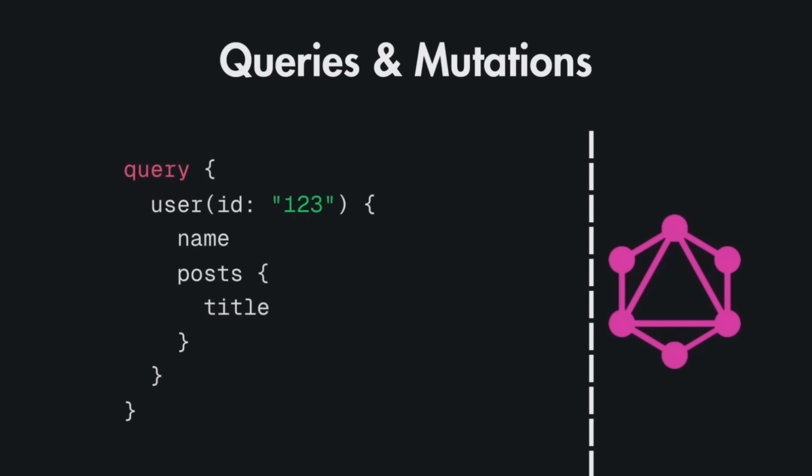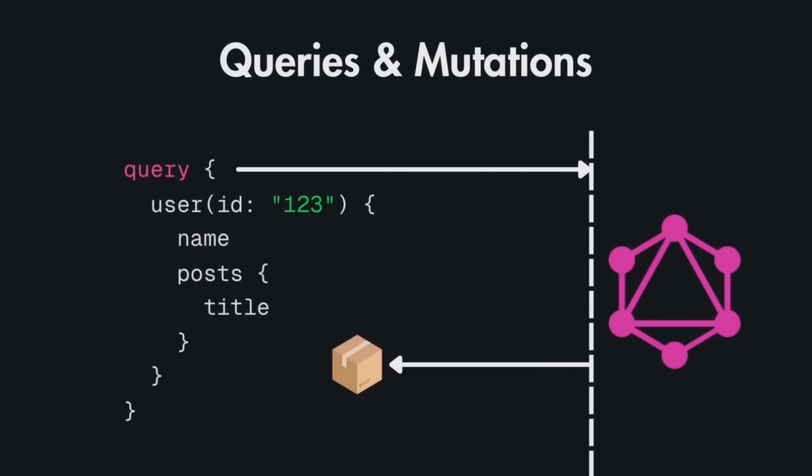And here you can specify exactly what you need from the user. This is the same user method that we defined there in the schema. So here you can also specify the exact attributes, like the name, posts, and from posts you need the title only. And this will make a request to your GraphQL API and return the exact data that you requested.